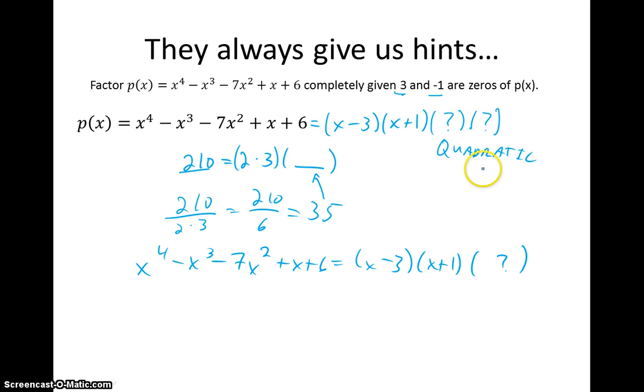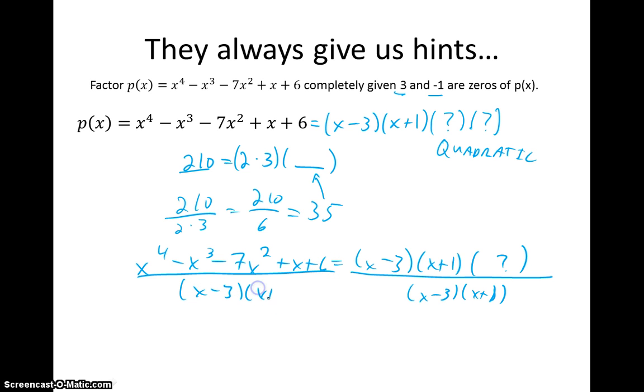And if I can find the quadratic, there are other methods we know how to use to find the zeros of a quadratic. So I want to find that question mark. Well, I'm going to do that by dividing. So if we divide both sides by x minus 3 times x plus 1, then they're going to cancel out over here. And if I do polynomial division on the left side here, then I should be able to find what that question mark is going to be.